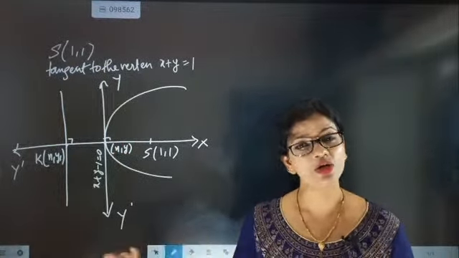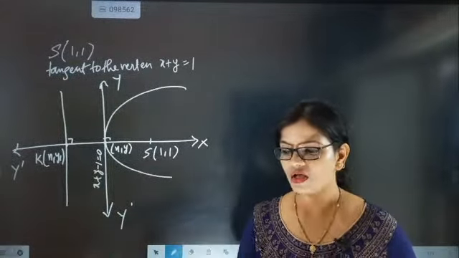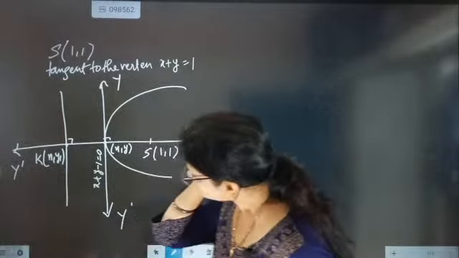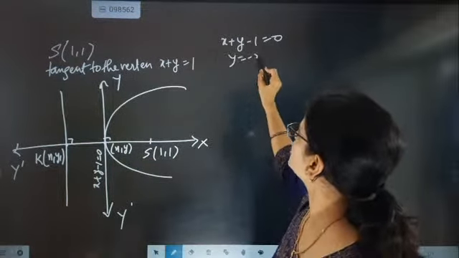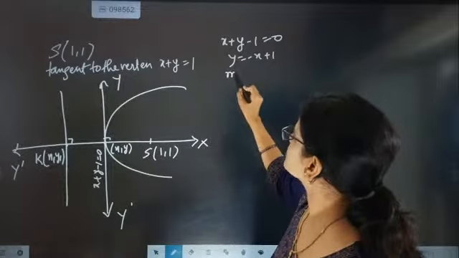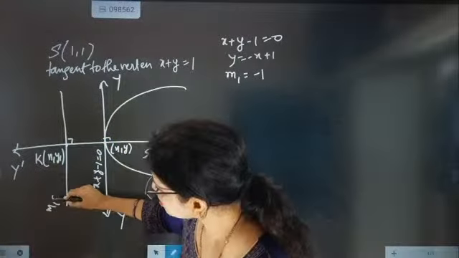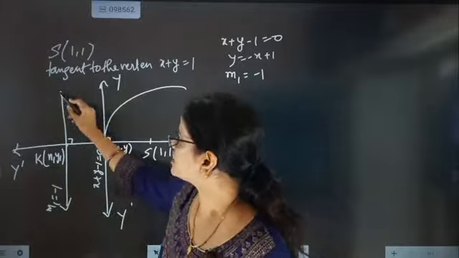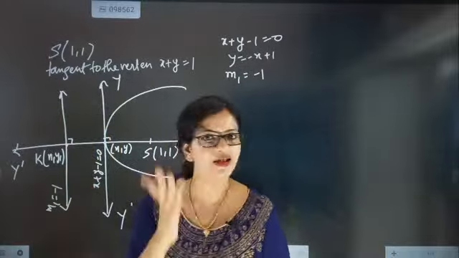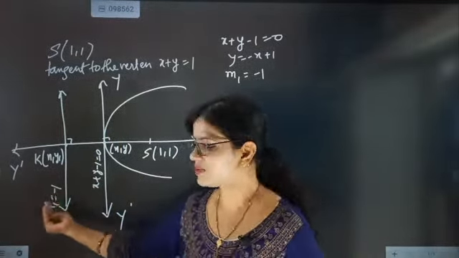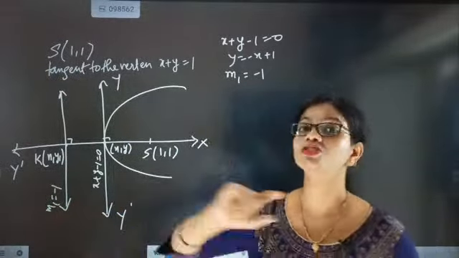So two lines are parallel to each other, that means their slopes will be equal. Got it? So here, if I write x plus y minus 1 equal to 0, y will be equal to minus x plus 1. So the slope is coming as minus 1. So the slope of the directrix is also minus 1, because the directrix and this tangent line are parallel to each other. So what will be the slope of this will become the slope of this. So the slopes of these two are minus 1, because parallel line slopes are equal.